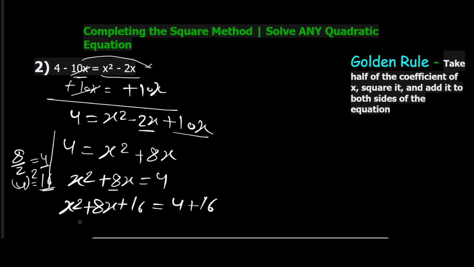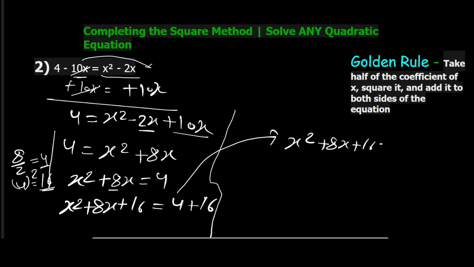So we can rewrite it like this. I'm going to rewrite it here. x squared plus 8x plus 16 equals 16 plus 4, which gives us 20. So x squared plus 8x plus 16 is (x plus 4) whole squared, equal to 20. We can rewrite 16 as 4 whole squared.